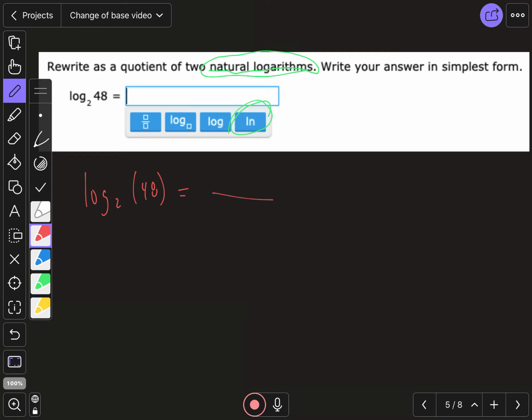Since they want us to use natural logs, I'm going to hit the fraction bar, then natural log, and then 48. The argument goes on top. Move to the bottom, natural log button 2. And that's it. Pretty easy.